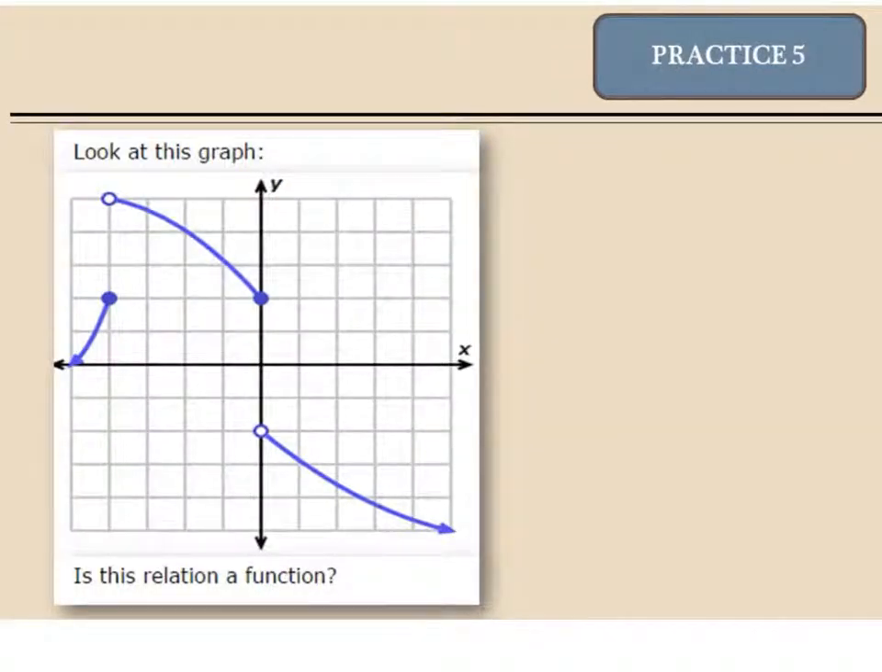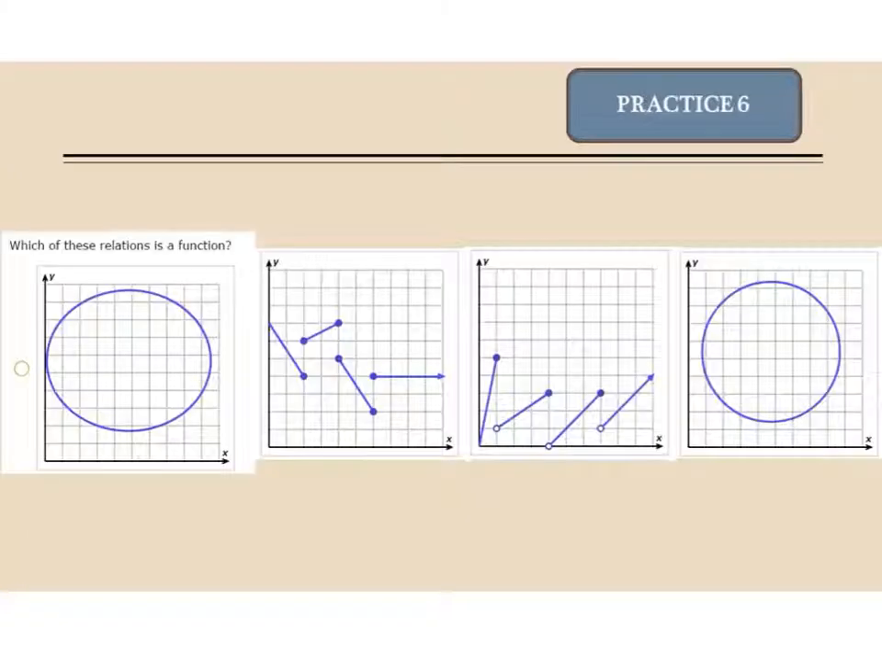Practice 5. Look at this graph. Is this relation a function? Please make note, if you have an open circle, it does not include that point. If you have a closed circle, it includes that point. In practice 6, which of these relations is a function?